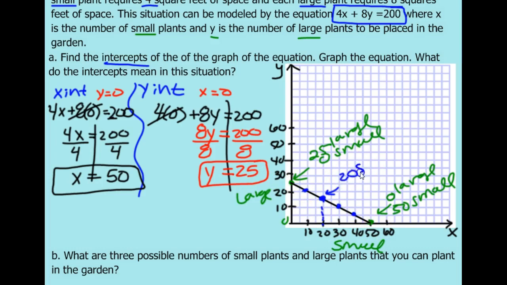This would be 20 small plants. And right on that line there, between 10 and 20 would be 15 large plants. Again, you could have used any of those other points, but they only wanted 3 possibilities. So this is 1 possibility, 2 possibilities, and 3 possibilities.